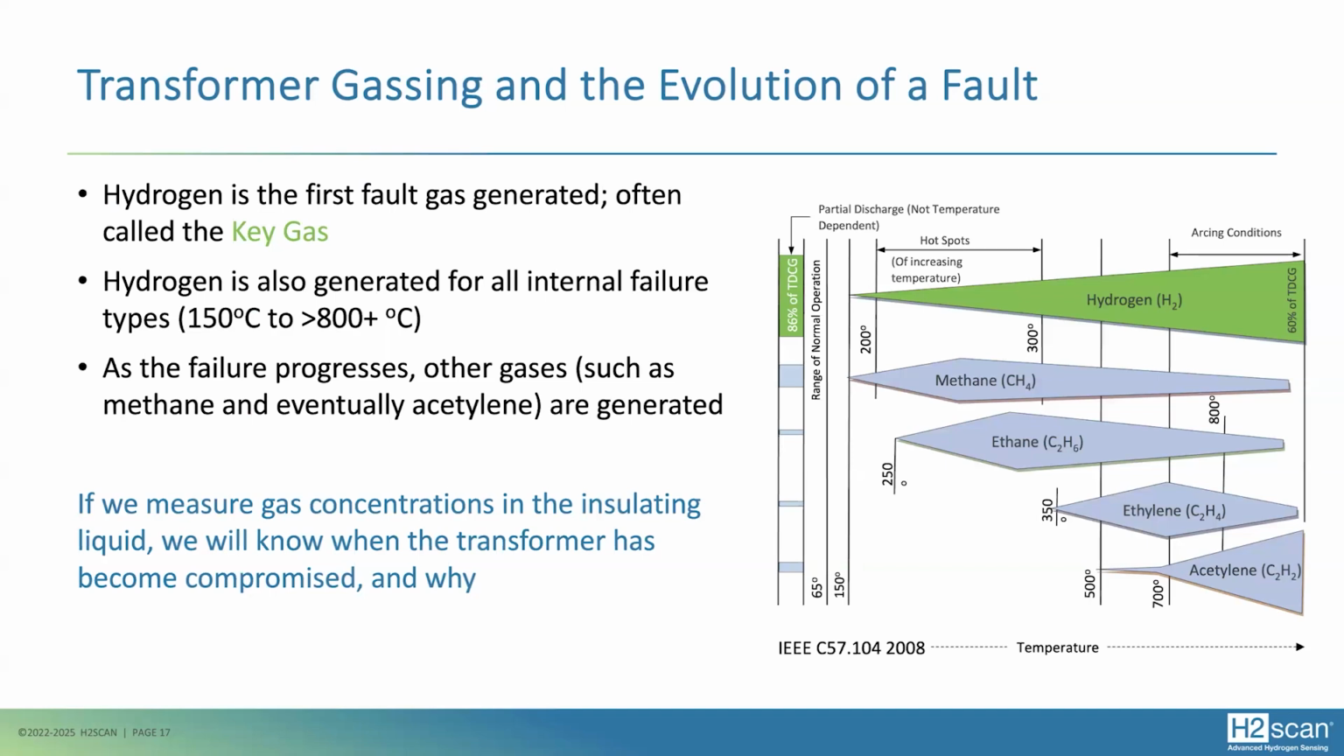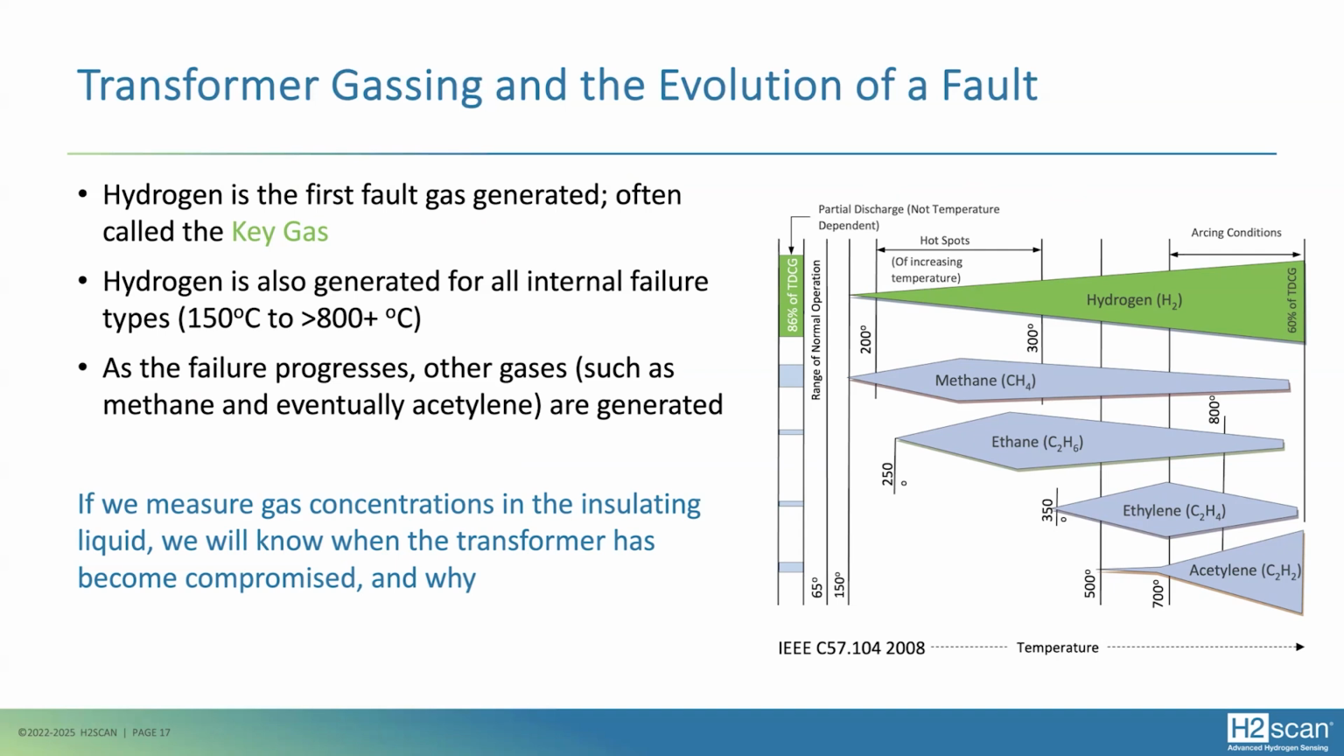Hydrogen will be generated for all internal failures, from the lowest temperature type fault to the highest temperature type fault. And then as the fault or the failure progresses, other gases such as methane and eventually acetylene will be generated. And the IEEE C57.104, there's a picture on the right. It will sort of show you how the different gases are generated as the fault progresses, as the temperature goes up. So we have these different gases generated as the fault continues.